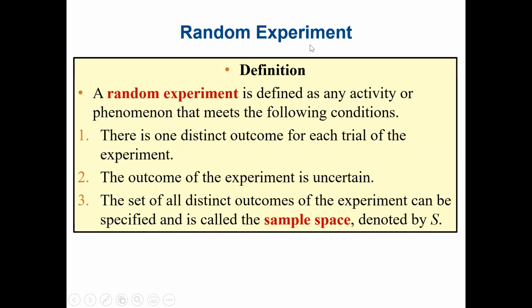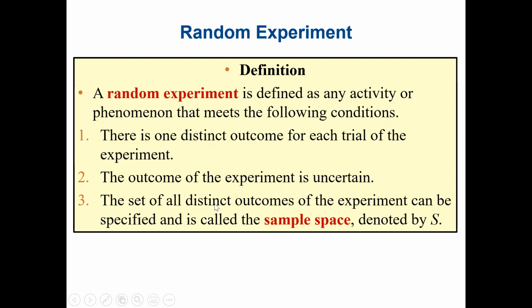What is a random experiment? A random experiment is defined as any activity or phenomena that meets the following conditions. One, there's only one distinct outcome for each try of the experiment. Two, the outcome of the experiment is uncertain. So this means the result of any experiment we conduct, we cannot predict it. It's uncertain, we don't know it. And also anytime we do an experiment, we should have only one distinct outcome.